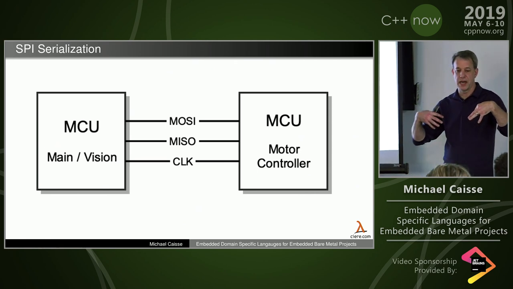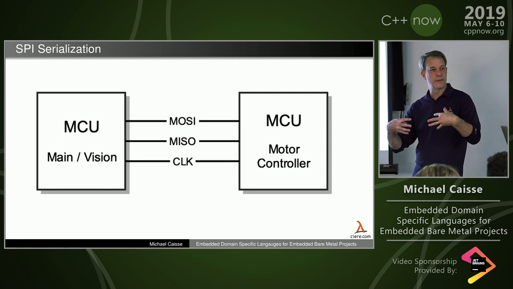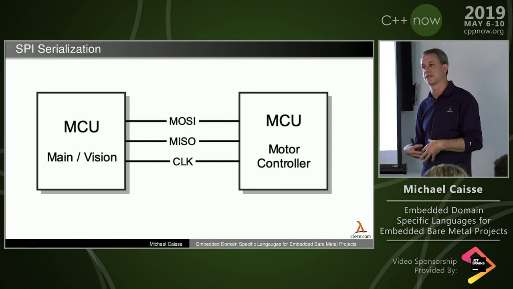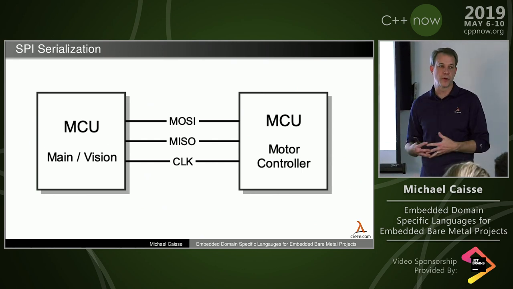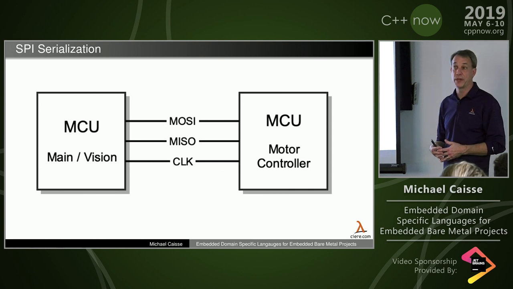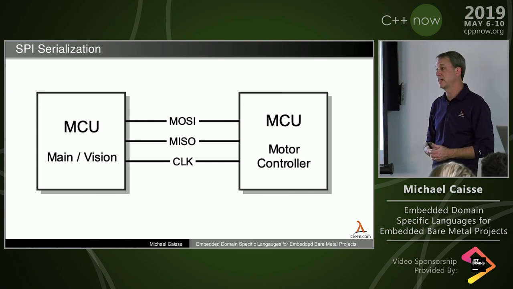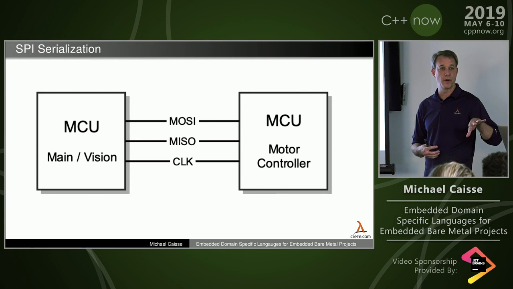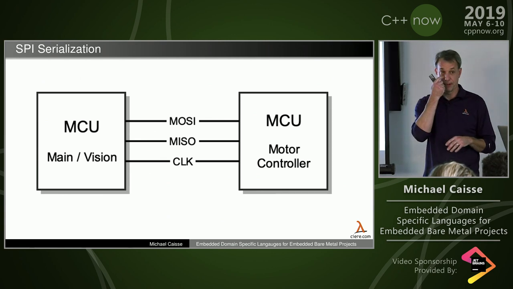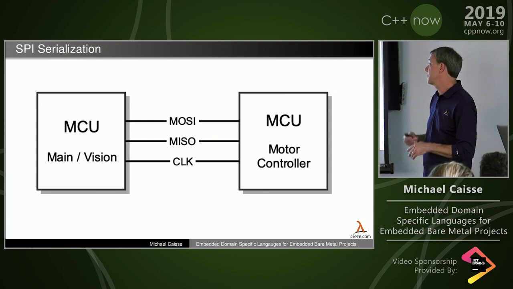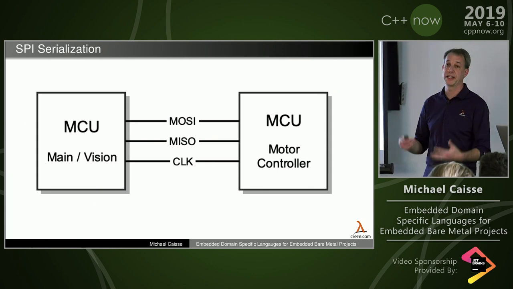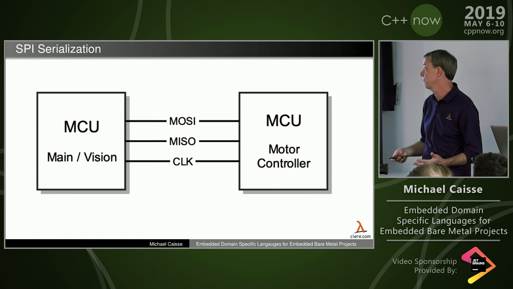two MCUs, and one of them was the main MCU. It was handling the vision processing and some other things for this project. And the other was handling all the motor control systems. And we got pulled onto the project because the vision was slow and the motor control wasn't keeping up. So they had serious speed issues. And as we sat down, one of the problems was just getting messaging moving fast enough back and forth.